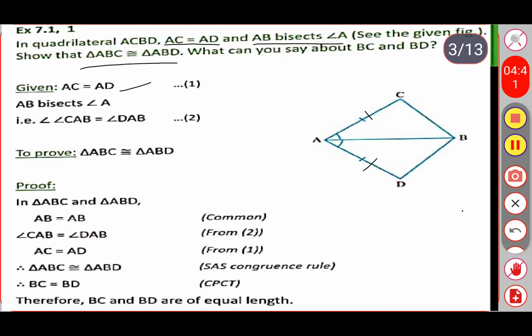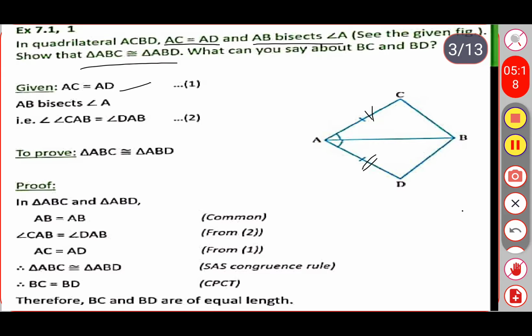Next one, angle CAB is equal to angle DAB. These two angles are equal by the second property, it means AB bisects the angle A. That's why we get two bisected angles, right? So this is the second one. Next, the third one: AC is equal to AD. This is already given in the question, right?